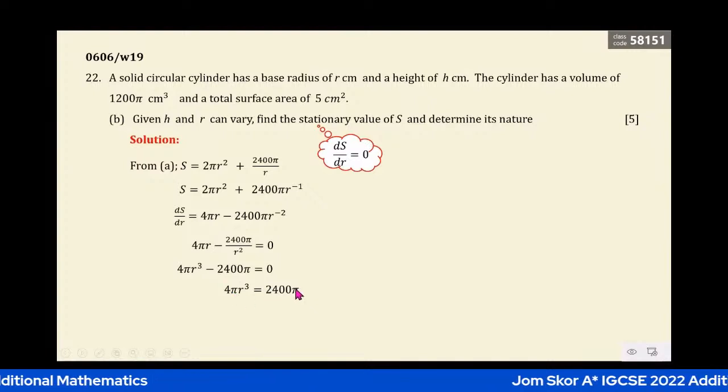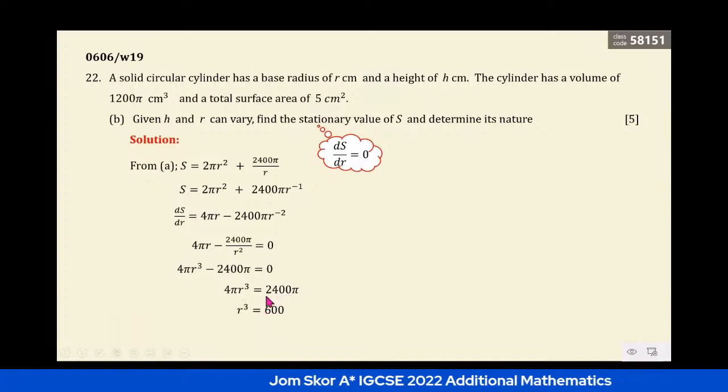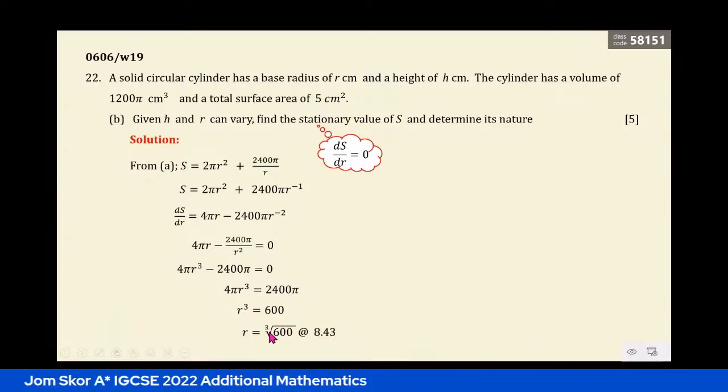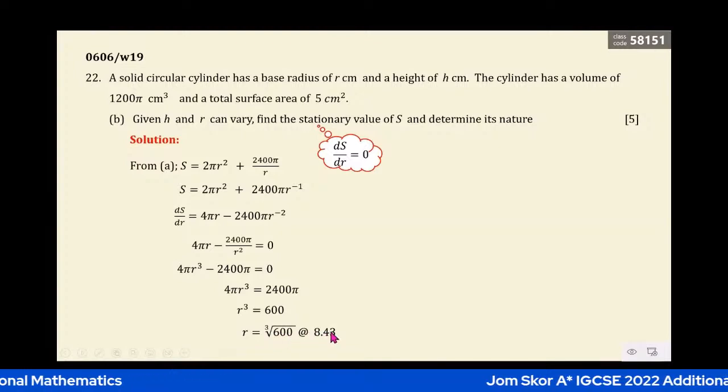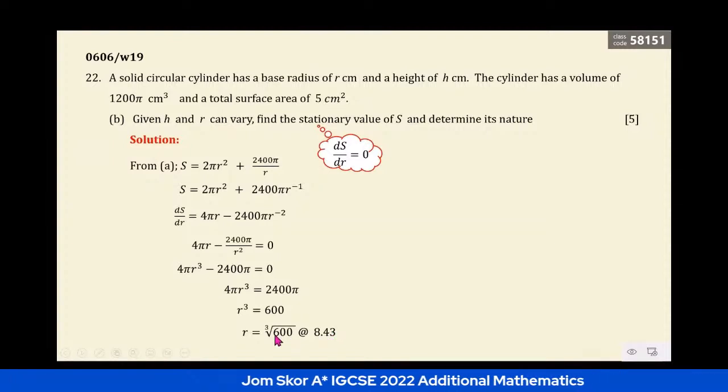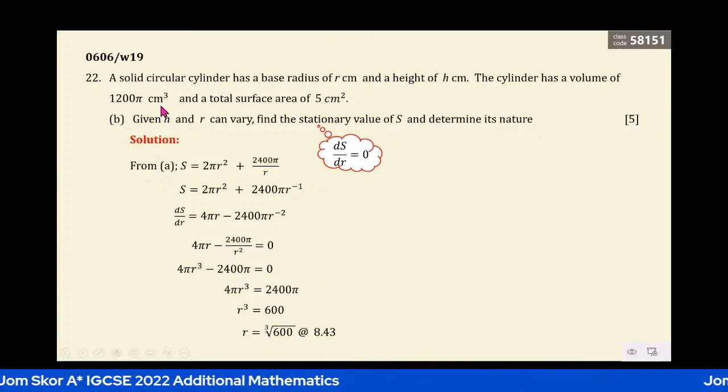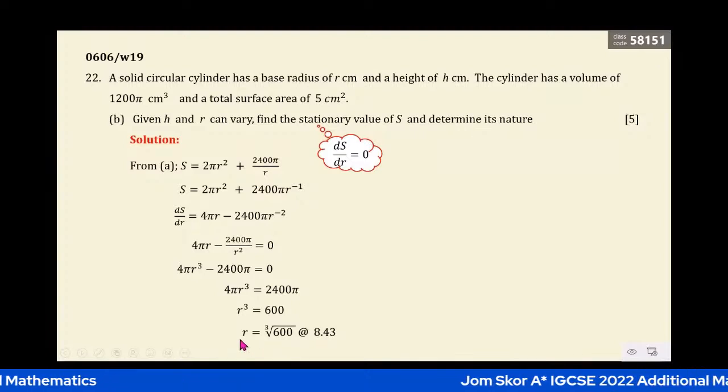Pi and pi cancel out. And then r cube is equal to 600. You divide by 4. Therefore, r is equal to the cube root of 600 or 8.43. Okay. All right. Either you use this or you use this because the question never asks you to give answer in exact value, kan? All right. So you have this R.